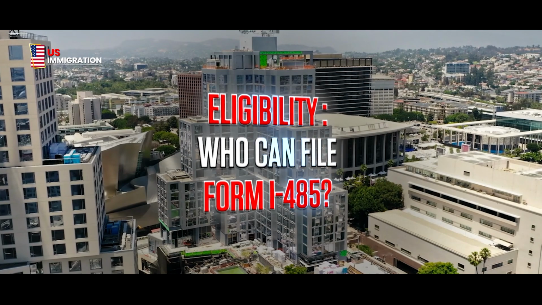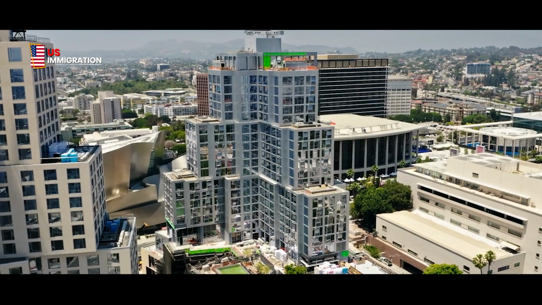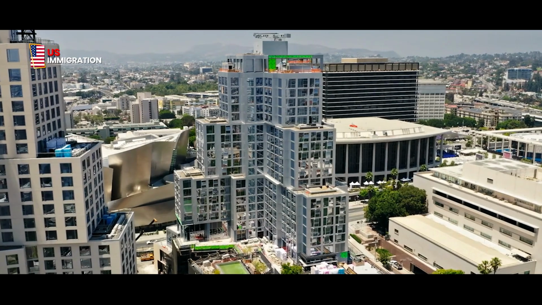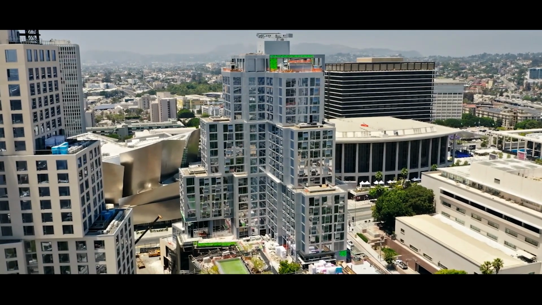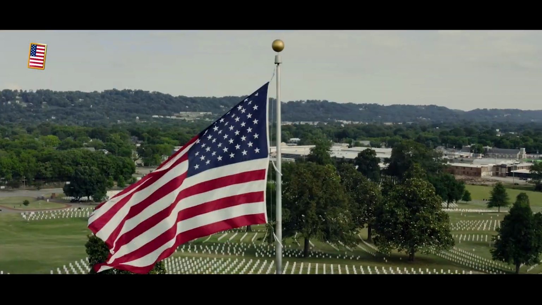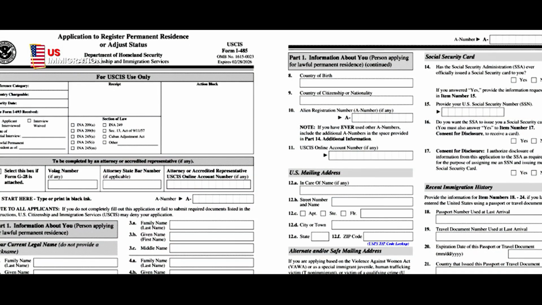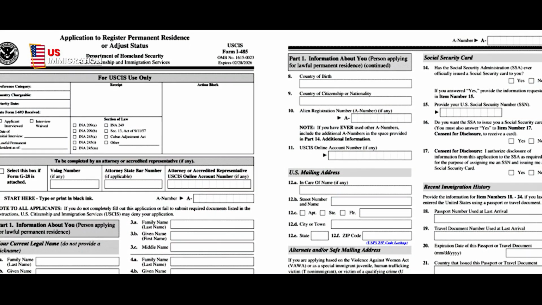Eligibility. Who can file Form I-485? An applicant can file an I-485 based on 7 major categories listed on the form: family-based, employment-based, special immigrant, asylum or refugee, human trafficking victim or crime victim, special programs, and additional options. These categories are further divided into 27 subcategories for clarity.